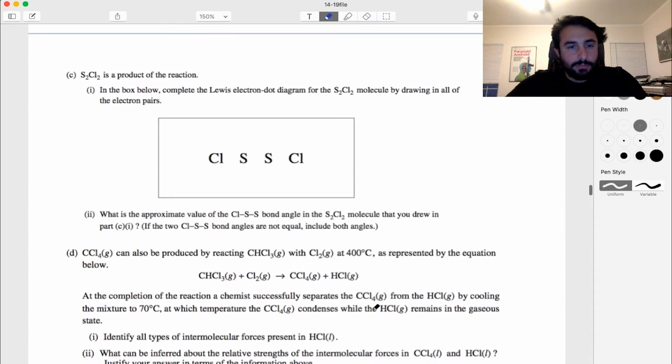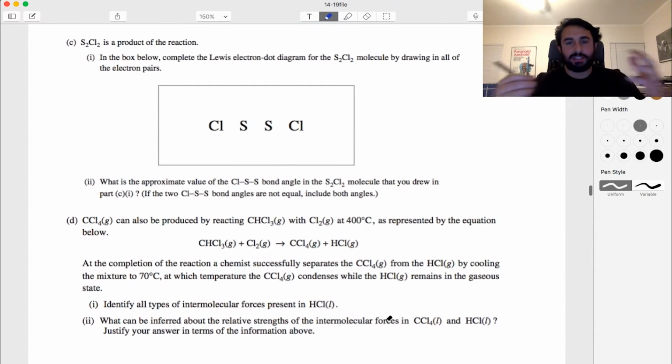So let's check out a few more. They really like to pack a lot of different concepts into these long answer questions. So S2Cl2 is a product of the reaction, and now we want to show the Lewis diagram. So let's show the Lewis diagram.